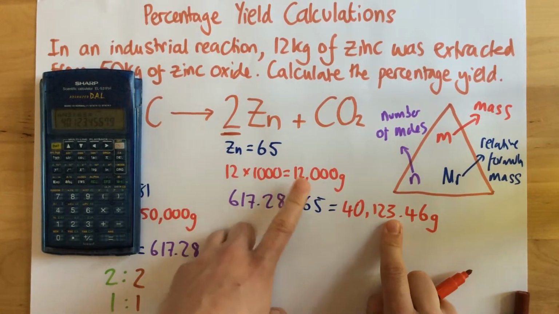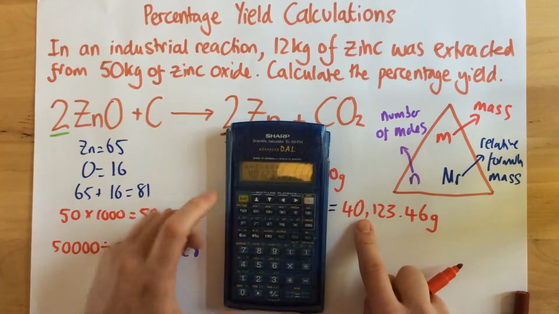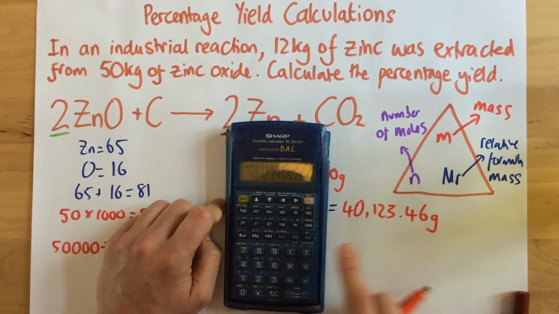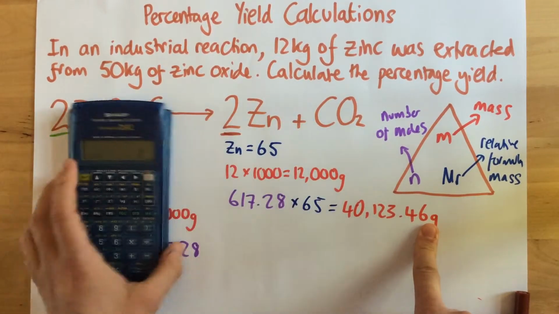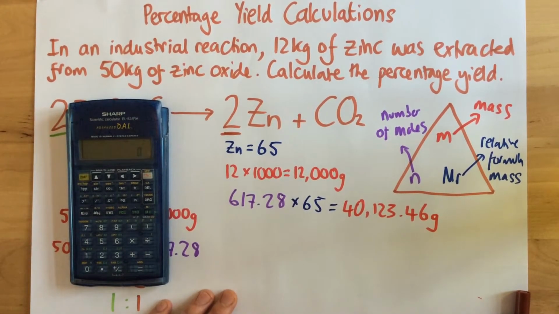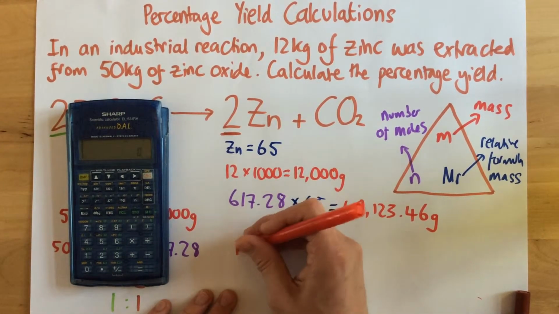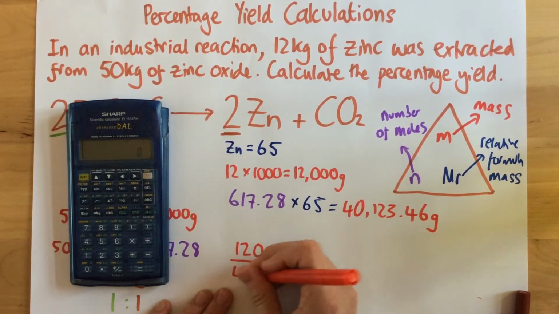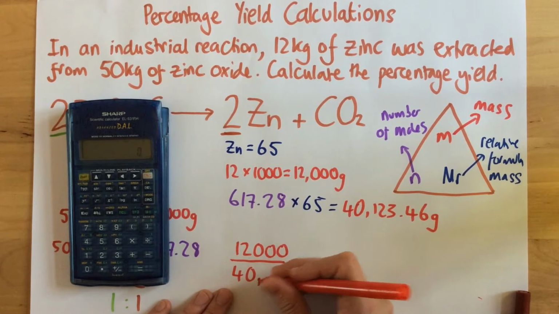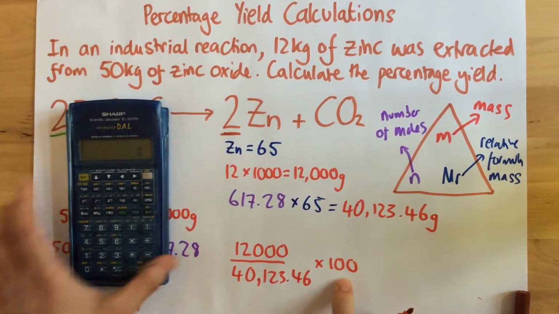Now, remember what this means is in an ideal world, that is how much zinc we should theoretically produce. But in reality, we produced a lot less. So I'm just going to save this number into my memory on my calculator, so I can use it in a second, because my final step is I need to find the percentage yield. So I take my actual yield, what it actually found in the experiment, 12,000 grams. I'm going to divide it by my theoretical yield of 40,123.46. And then to express it as a percent, I'm going to times by 100.